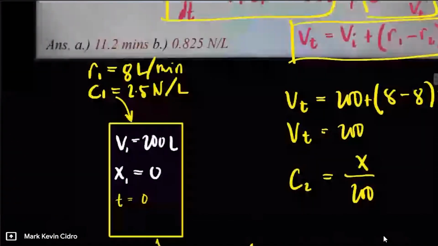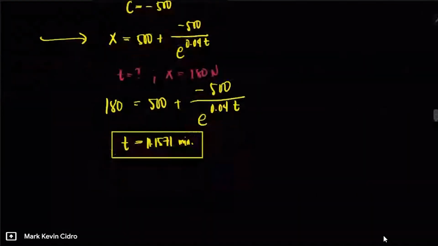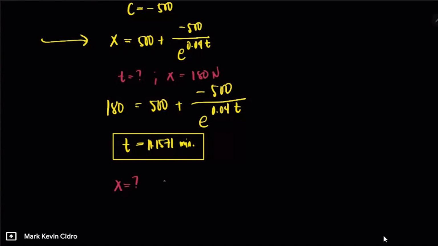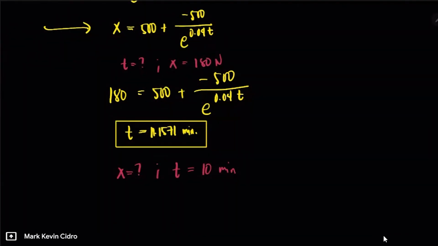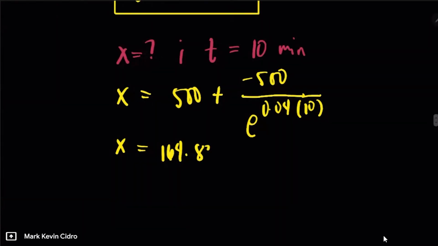Going back to our original equation, we will solve for the value of x when t is equal to 10 minutes. X is equal to 500 plus negative 500 over e raised to 0.04 times 10. So your x will be equal to 164.8399, or 164.84.